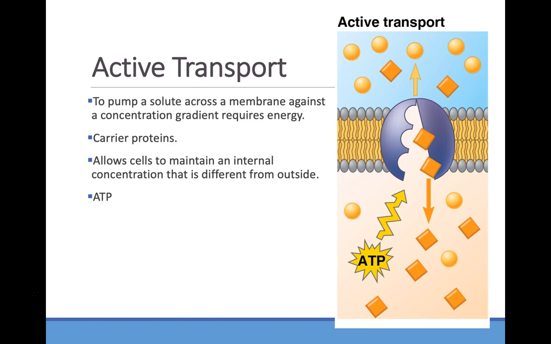This is really important because it allows the cell to regulate concentrations of ions and to maintain them at a different concentration than outside the cell. If this were passive transport, with molecules moving by diffusion, you would eventually reach equilibrium. But active transport allows the cell to maintain something besides equilibrium.